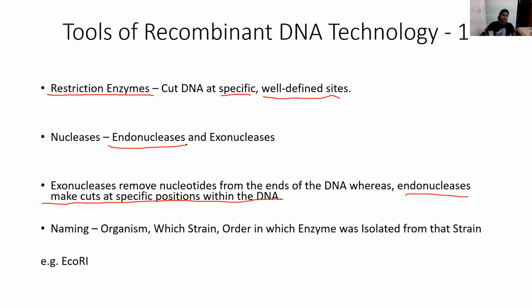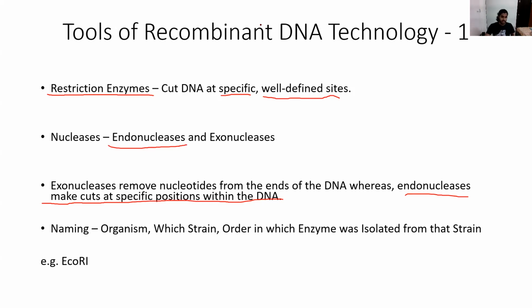And the other type is exonucleases, which are not important right now, but suppose you have a stretch of DNA. Exonucleases can remove specific nucleotides from the ends of the DNA. So exo means more on the outside, so towards the ends. Whereas endonucleases, such as EcoR1 and many others, make cuts at specific positions within the DNA.